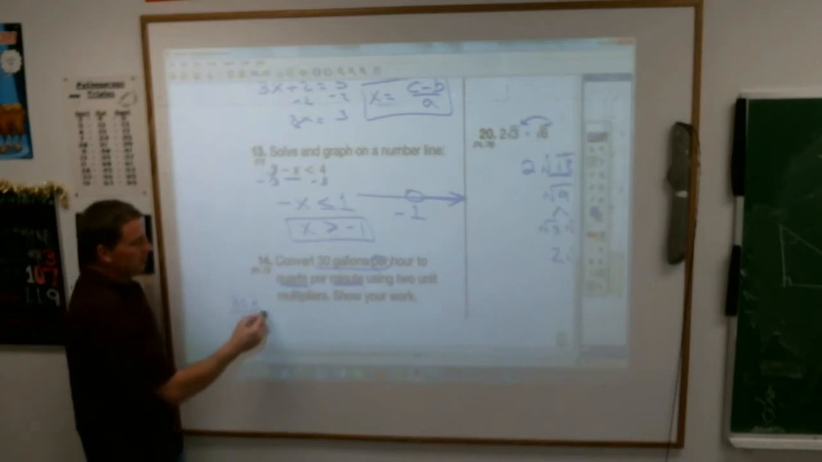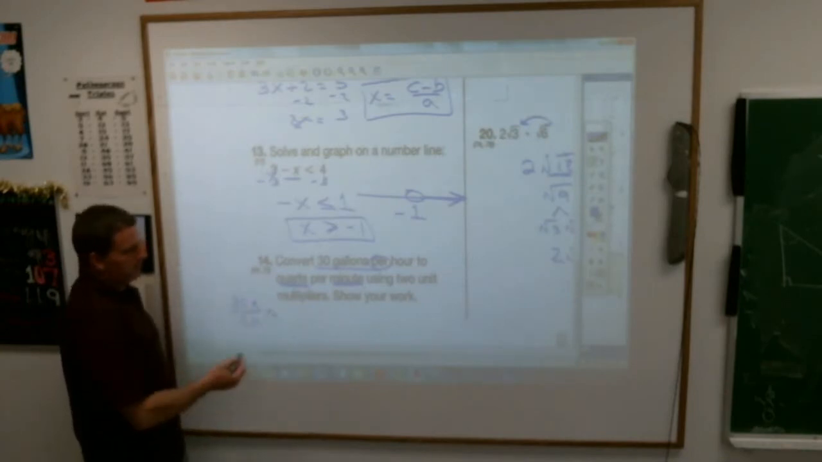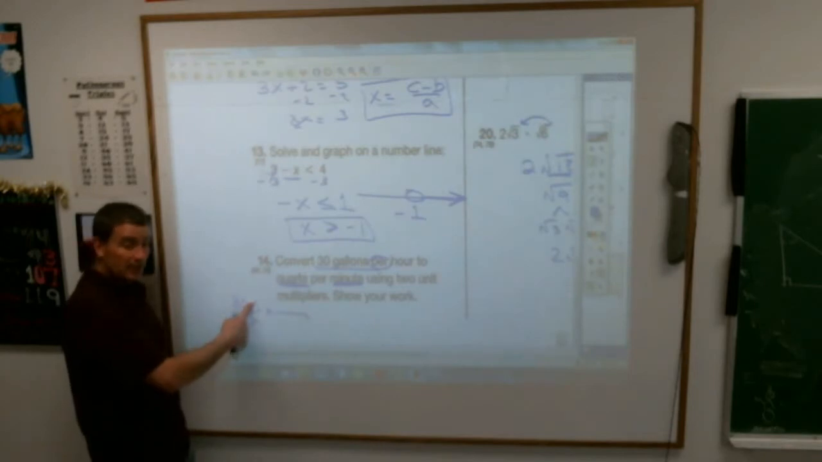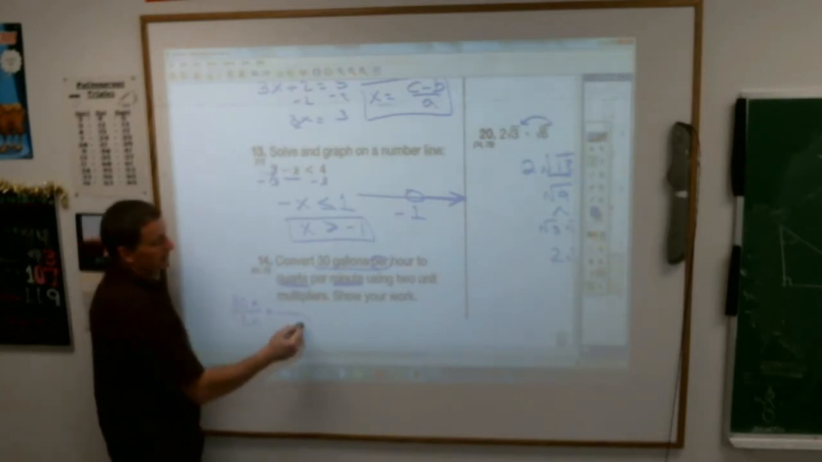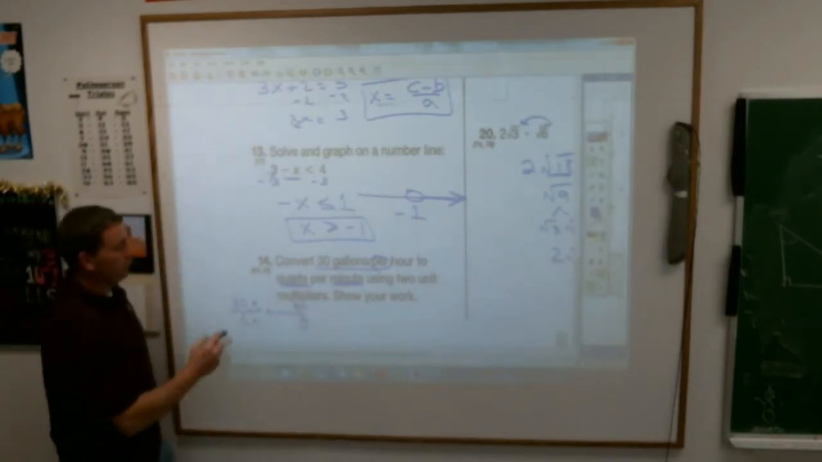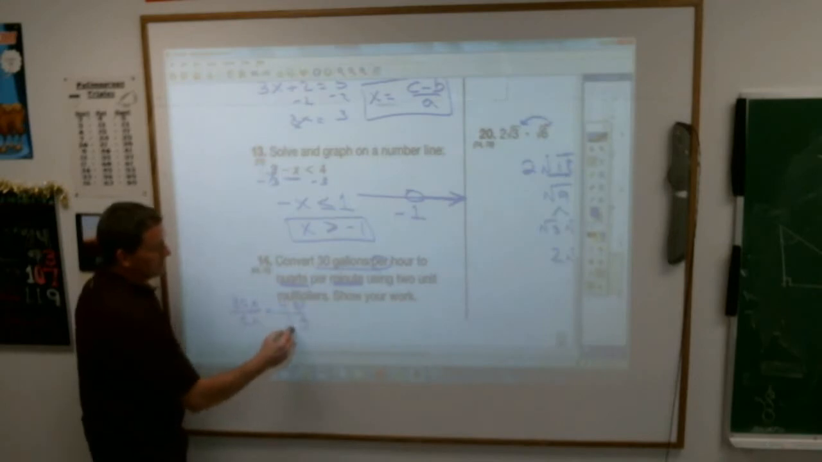So let's say I'm going gallons to quarts. How do I do that? Well, since gallons are on top up here, Alexa, they have to go at the bottom. And I'm changing gallons to quarts, so I put my Q up there, and I need to know how many quarts are in a gallon. 4. Now I've changed it into quarts.